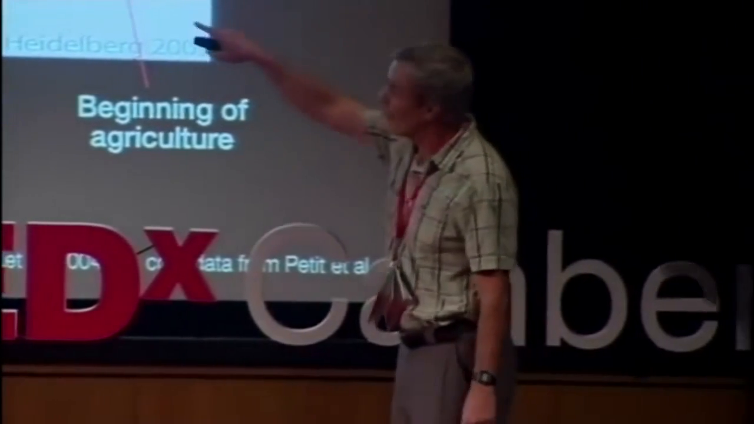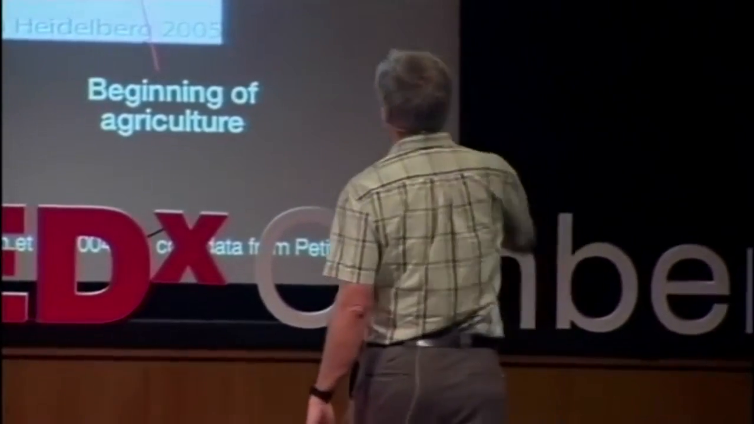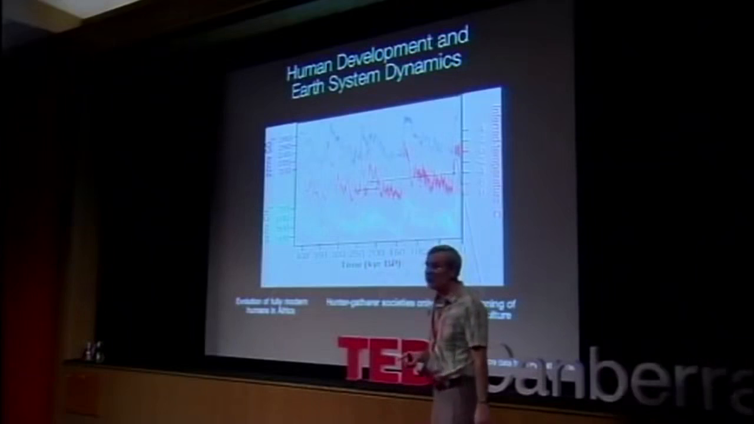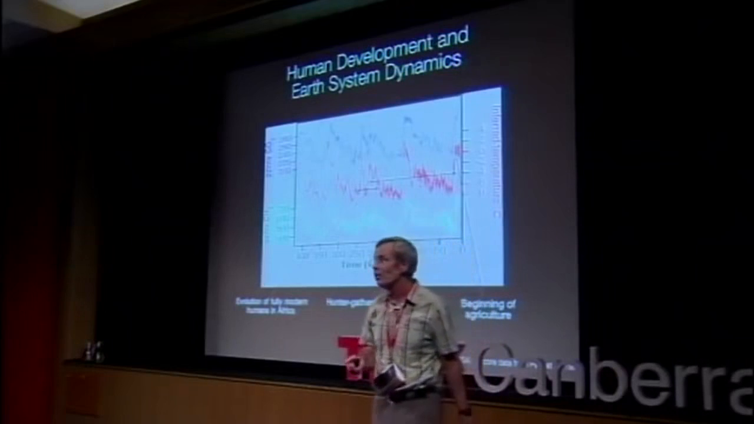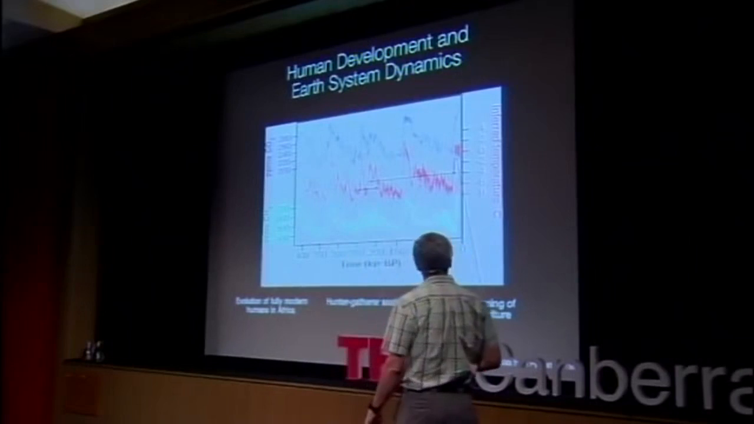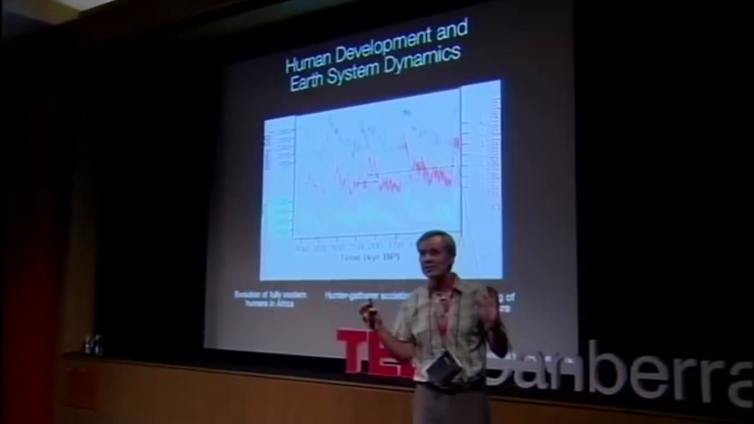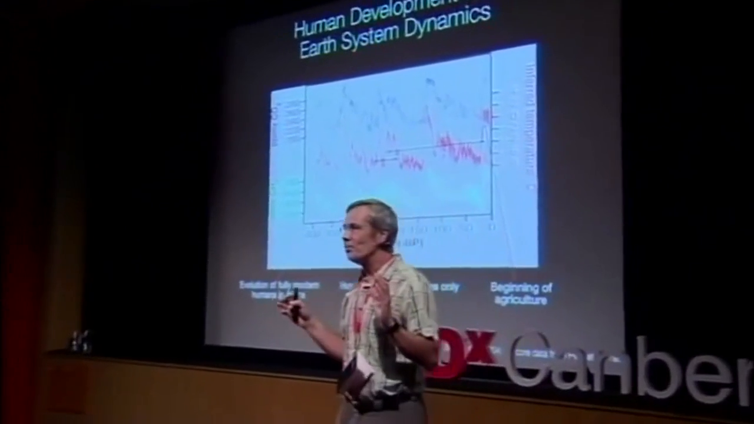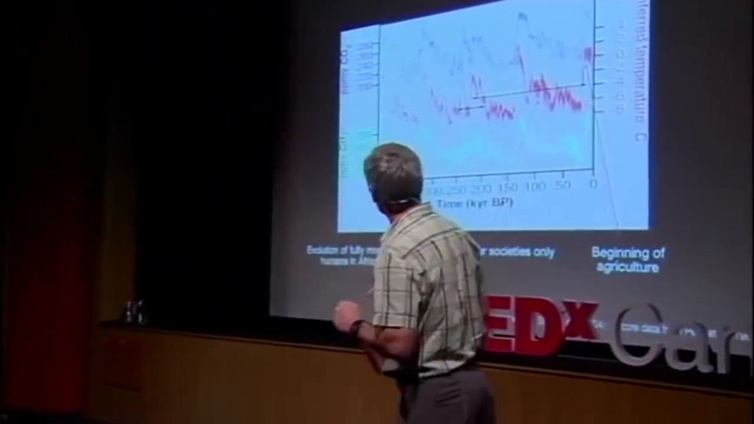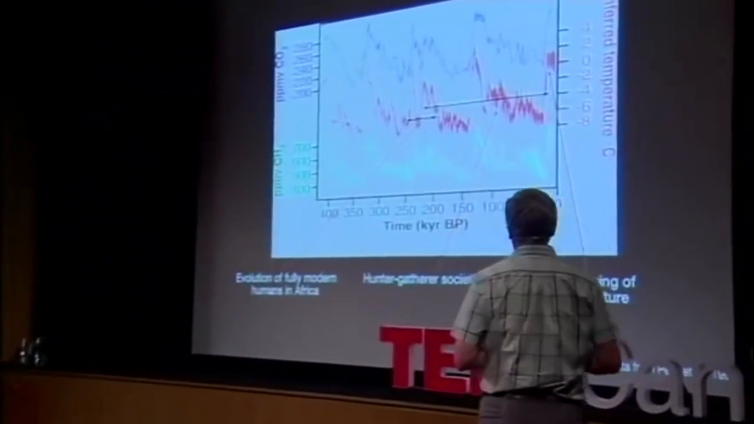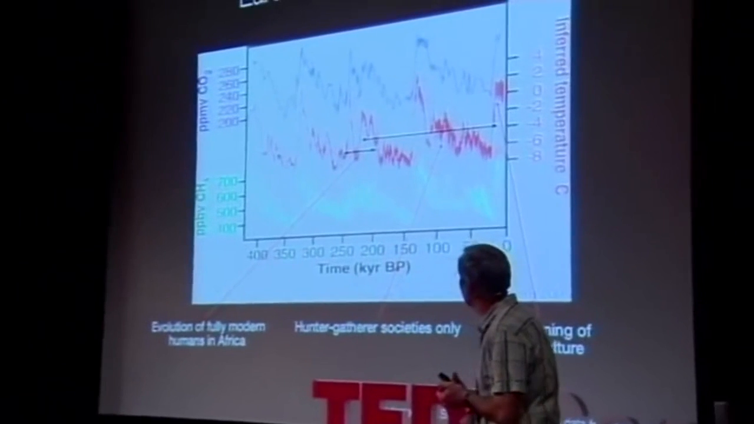The red line in the middle is a proxy for temperature, how temperature changes through time. The top graph, the blue one, is the famous greenhouse gas that we're all concerned about, carbon dioxide. The bottom one is methane. The important thing is entire human history is encompassed in this ice core. Fully modern humans, Homo sapiens, evolved around 250,000 years ago. You see that in the middle.